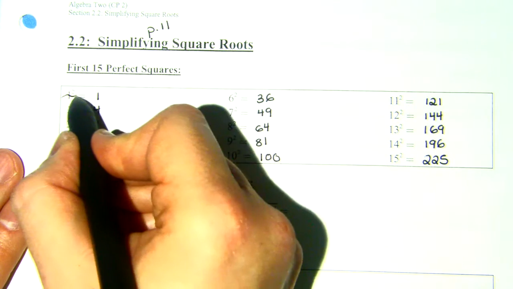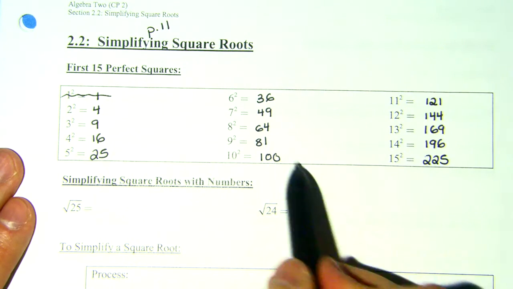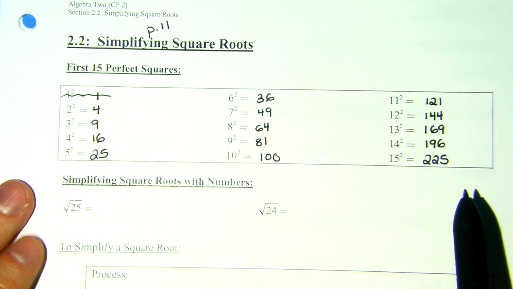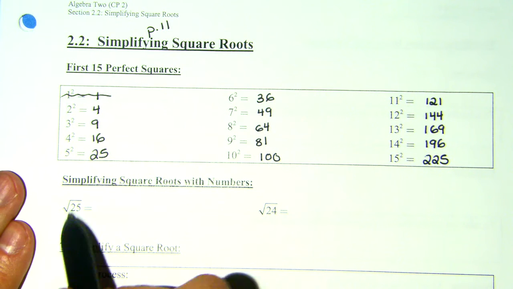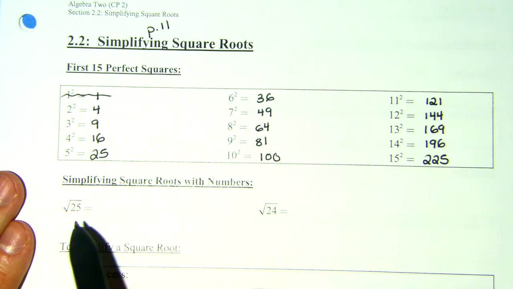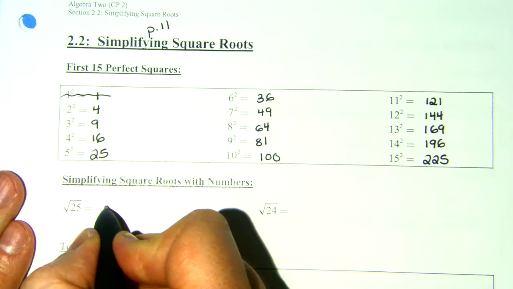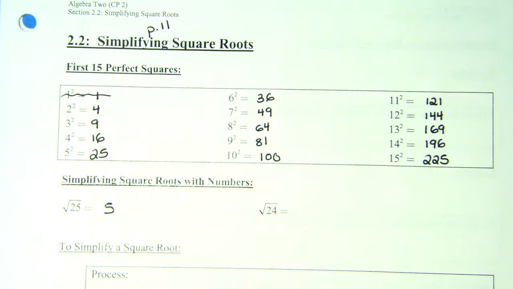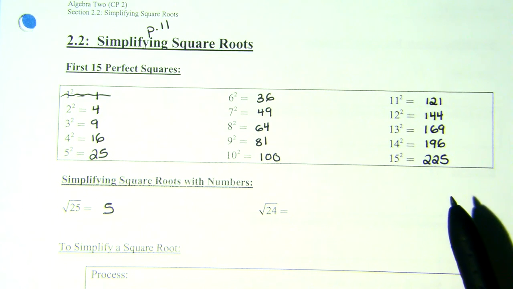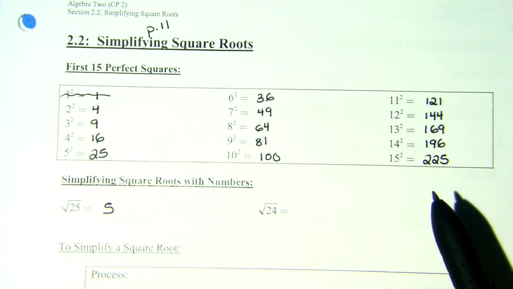I'm not going to care so much about 1 squared equals 1, but the rest of these numbers are going to help us as we go to simplify our square roots. Square root of 25 is asking the question, what positive number squared gives us 25? And we know that's going to be 5. But the square root of 24 is not going to be a nice whole number. If you go to the calculator, you'll get a decimal for that. But I want to give a simplified square root for that.